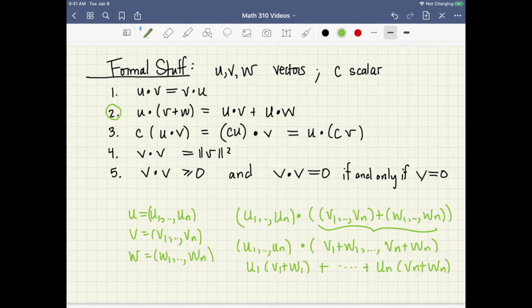Now, I'm not going to continue with this checking, but you would distribute the u into each one of these parentheses and see that you really get the same thing as what's on the right-hand side of the equation. So I encourage you to go through and check these formal properties. One thing we do need to discuss further, though, is property number 4, because this deals with the norm, or the length, or also known as the magnitude of the vector v.